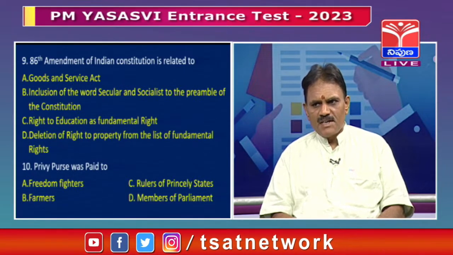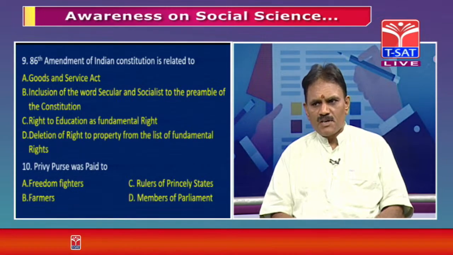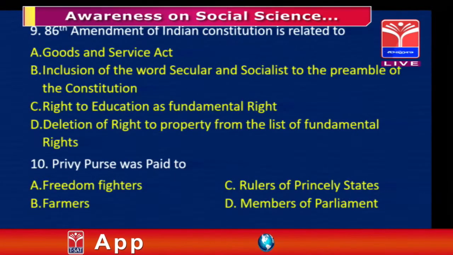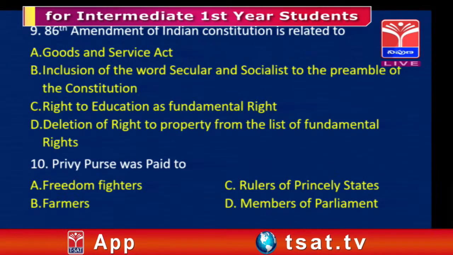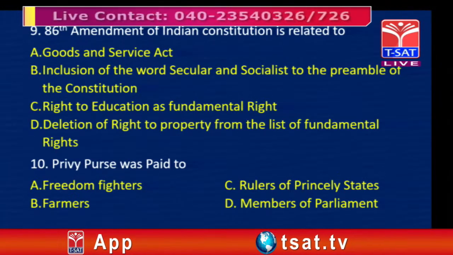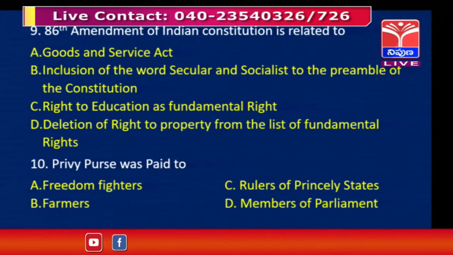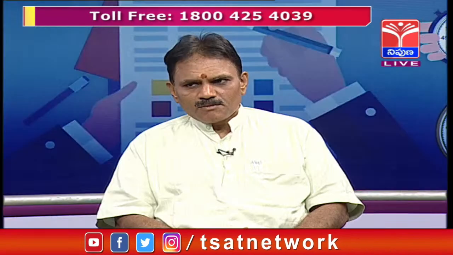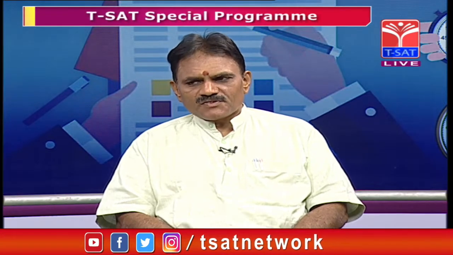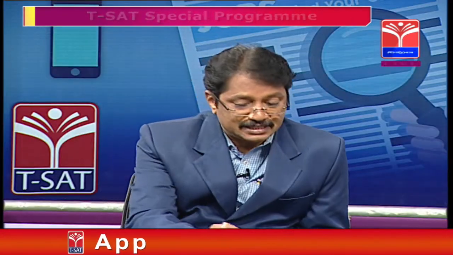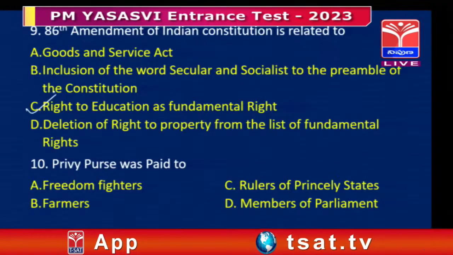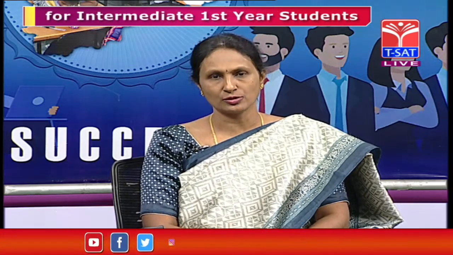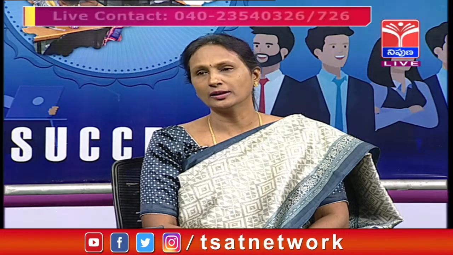The 86th amendment of the Indian Constitution is related to the right to education as a fundamental right. Earlier it was not a fundamental right; it was added to the fundamental rights by the 86th amendment. All the children born in this country, till they attain the age of 14 years, have the right to get educated. That is why it is compulsory and free education.